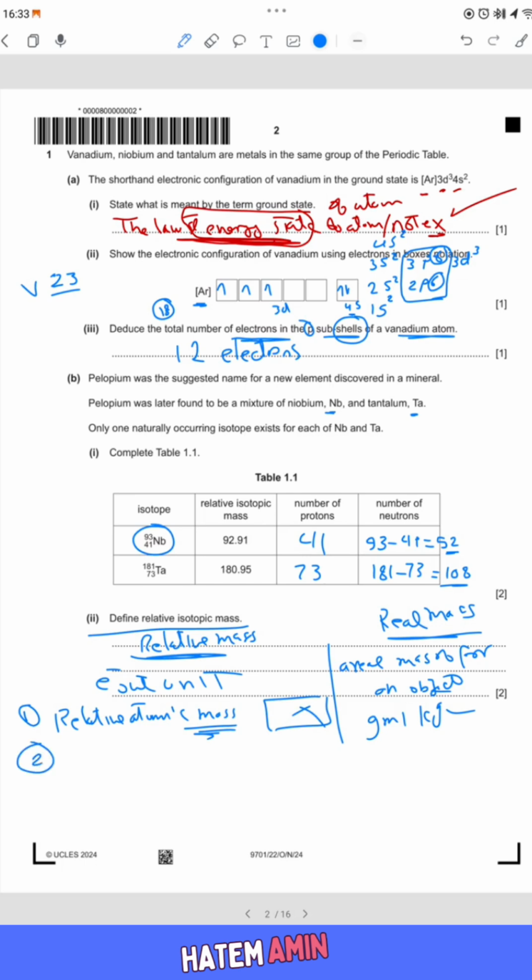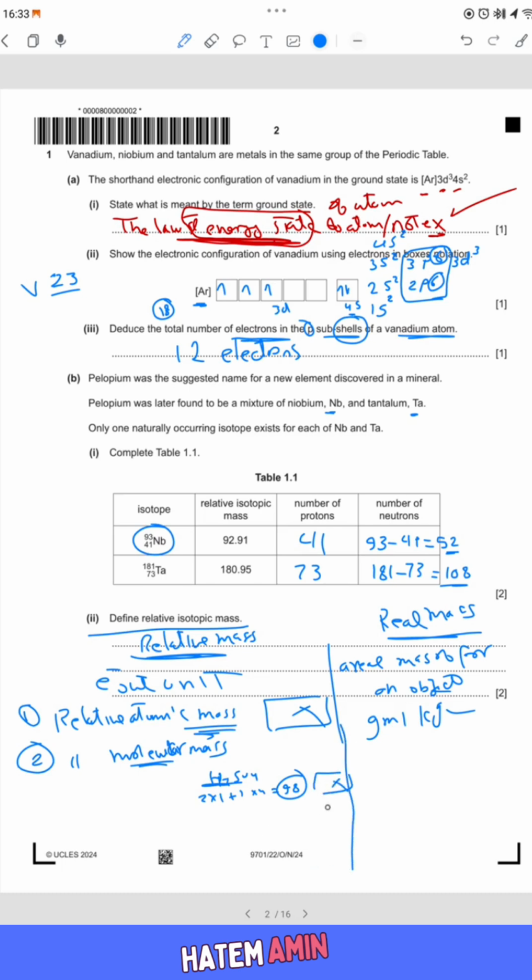The second relative mass is the relative molecular mass. What is the relative molecular mass? It is the total of the atomic masses of all the atoms in the compound. For example, H2SO4: 2 hydrogen multiplied by 1, plus 1 sulfur, plus 4 oxygen. At the end it will be 98. This is the relative molecular mass for sulfuric acid. Do we have any unit here? No, we don't have any unit.